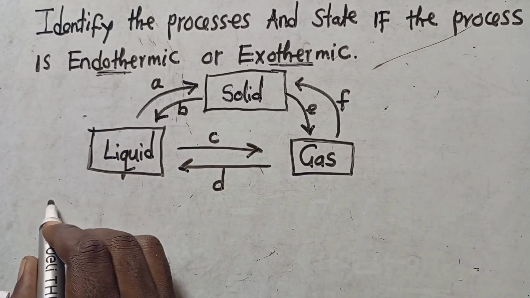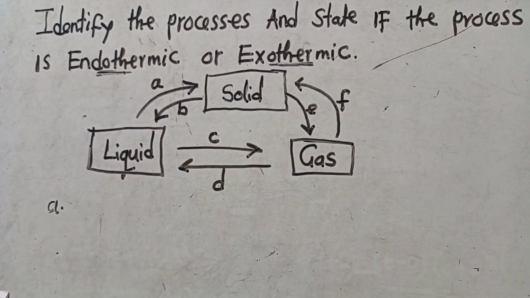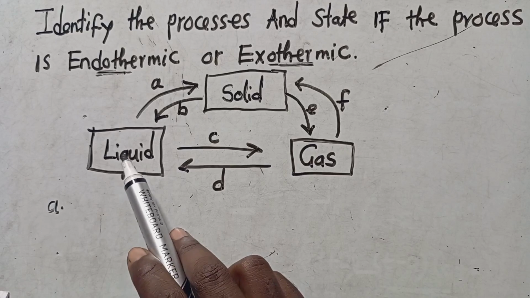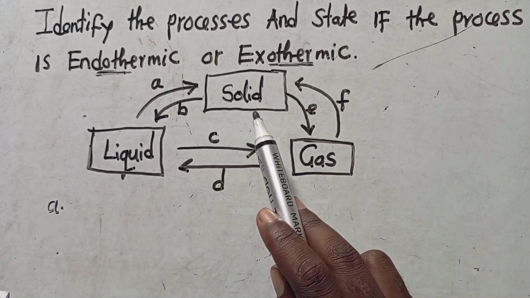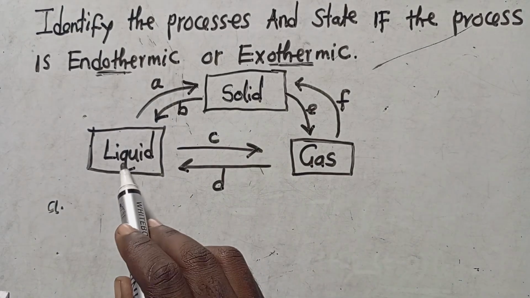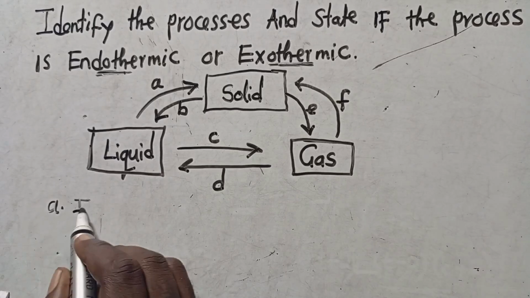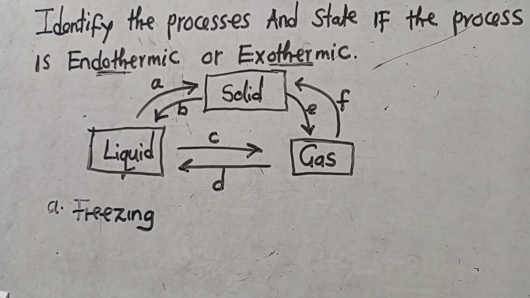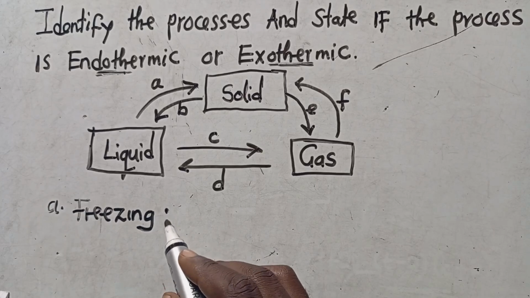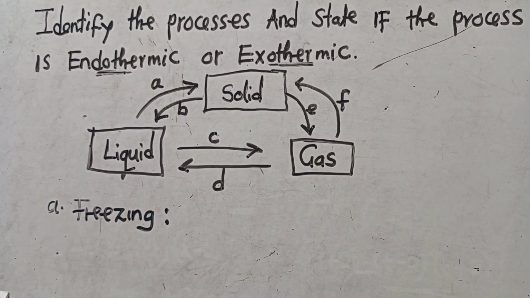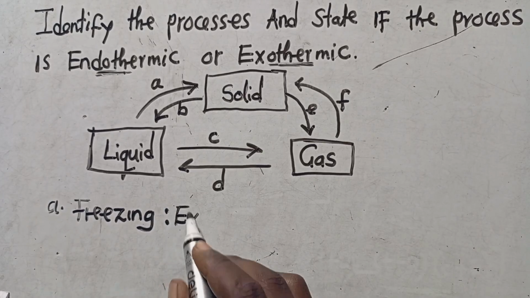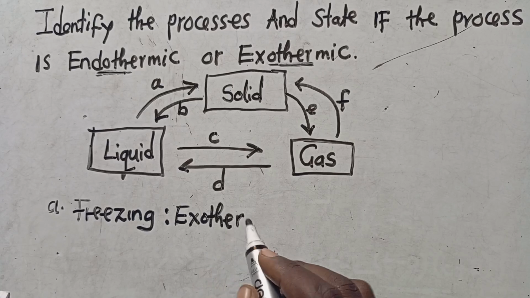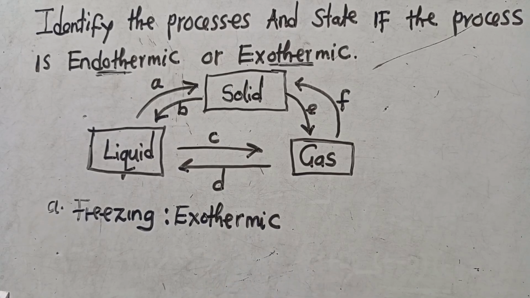We go to the first process, process A. We've got a liquid that is changing to a solid. What do we call this process? Liquid changing to a solid, that is freezing. Is it endothermic or exothermic? Freezing is exothermic. For freezing to take place, heat must be released to the surrounding so that it can be frozen. So freezing is exothermic.